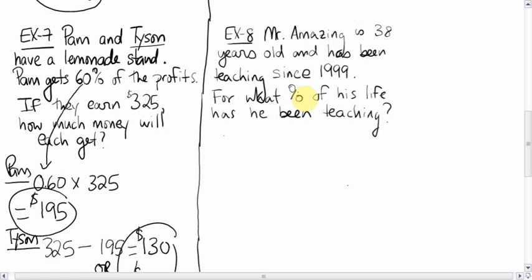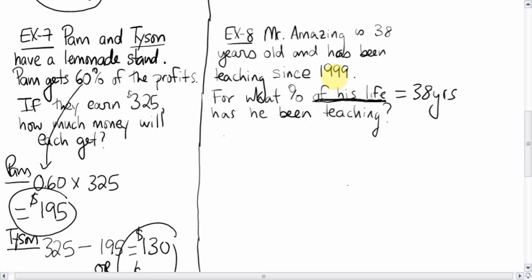The tricky part is, what am I dividing by? What are my numbers? For what percent of his life? Out of his life. Well, how many years is his life? Well, it's 38. That's what the word problem told us. 38 years of his life. How long has he been teaching? Please do not put 1999. That's not going to work. You have to think, how long has he been teaching?